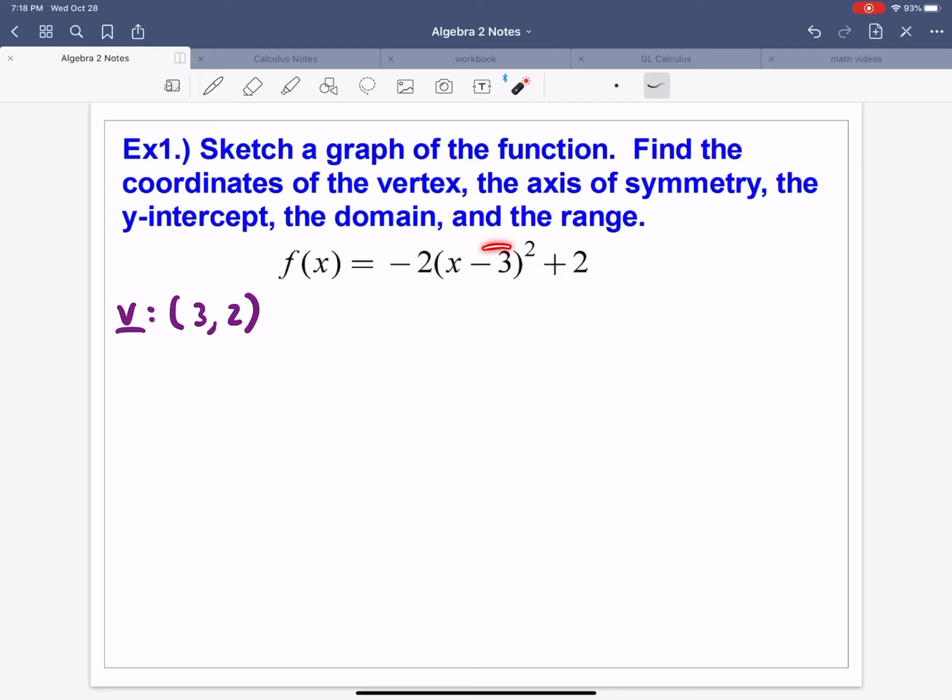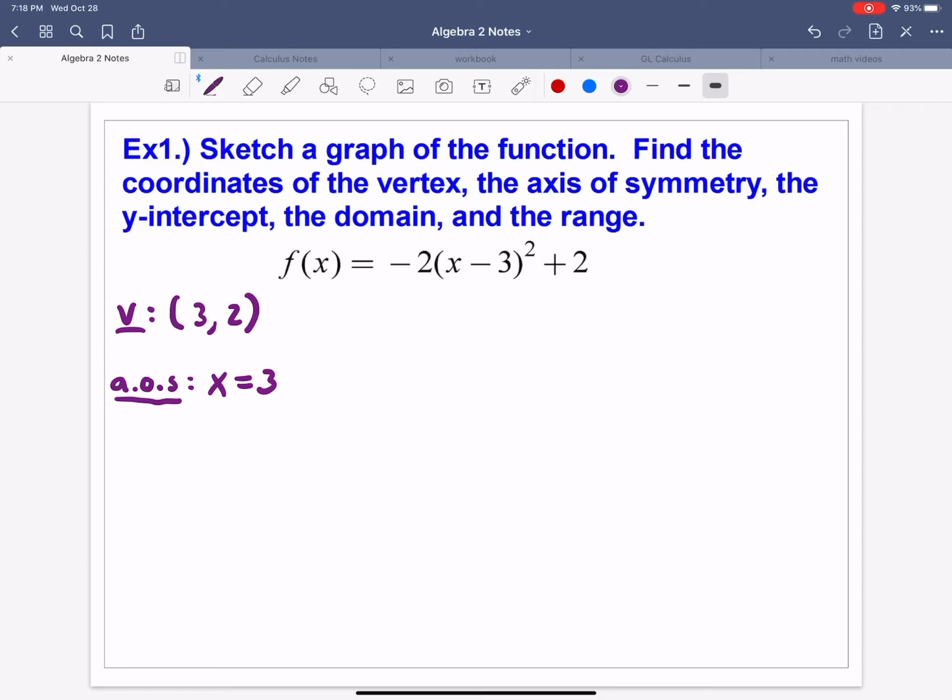So when you see minus 3, that's really shifting to the right by 3. Okay, well, if my vertex is at (3, 2), my axis of symmetry should be easy. That's just going to be x equals 3.